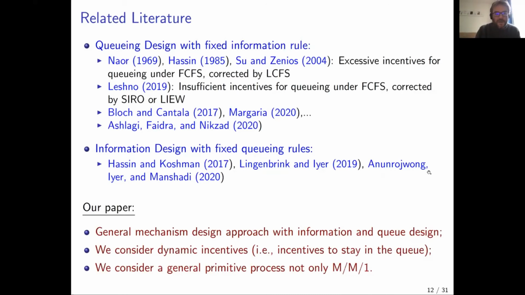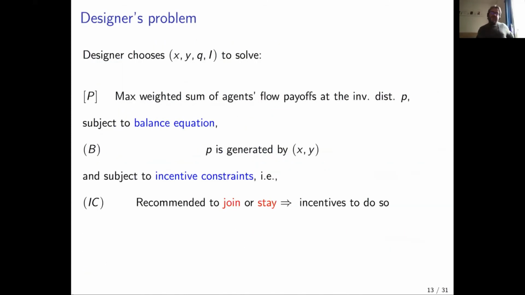So this is a very brief literature review. Let me go back to the designer's problem now and explain our methodology and be a little bit more precise on what it looks like. The set of instruments is this quadruplet: entry rule, exit rule, queuing rule, and information rule. This is the set of control variables for the designer. He wants to maximize the weighted sum of agents' flow payoffs at the invariant distribution P. By agents' flow payoffs, I mean both the weighted sum of service providers' payoffs and individuals' payoffs. I'll be formal in the next slide.